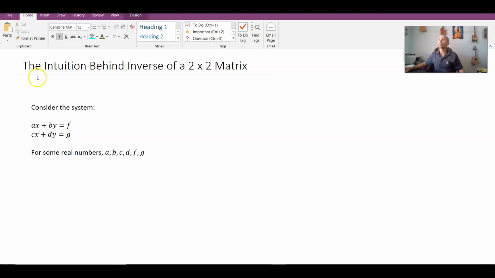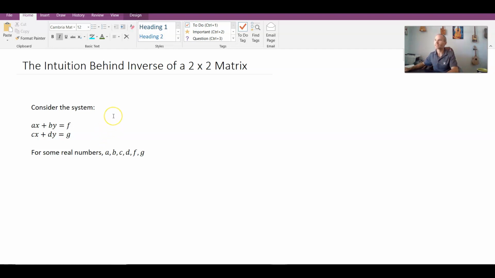So let's just take a moment and think about this general system of two linear equations, this 2 by 2 system. Ax plus by equals f. Cx plus dy equals g, and a, b, c, d, f, and g are just some constants, just some real numbers.